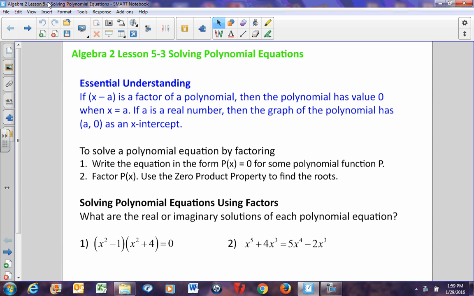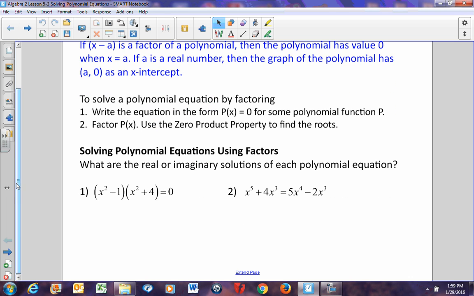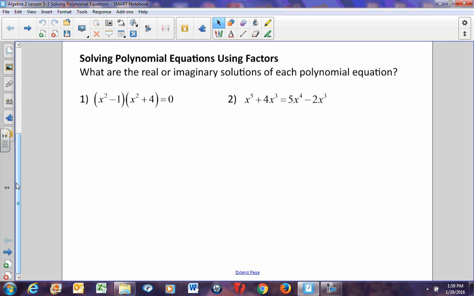To solve a polynomial equation by factoring, you have to do two things. First, write the equation in the form of p of x equals 0 for some polynomial function p. So if I have something that is not set equal to 0, I need to make sure I set it equal to 0. And then factor p of x, and use the zero product property to find the roots. So let's take a look at these two questions down here. What are the real or imaginary solutions of each polynomial equation?